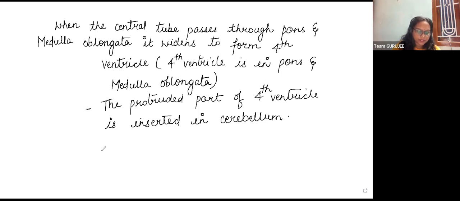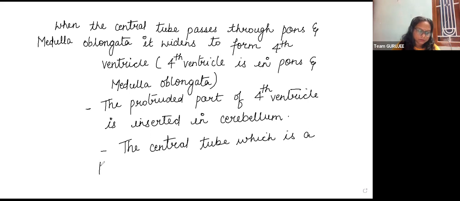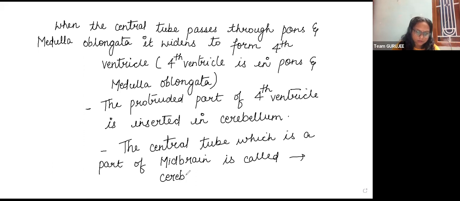Okay. The next point is: the central tube, the part of it in the midbrain, is called, this is very important, the cerebral aqueduct.